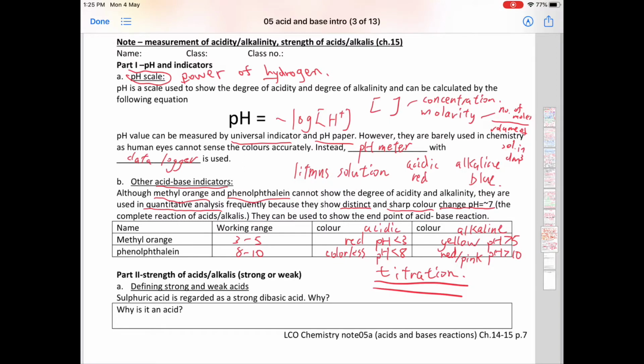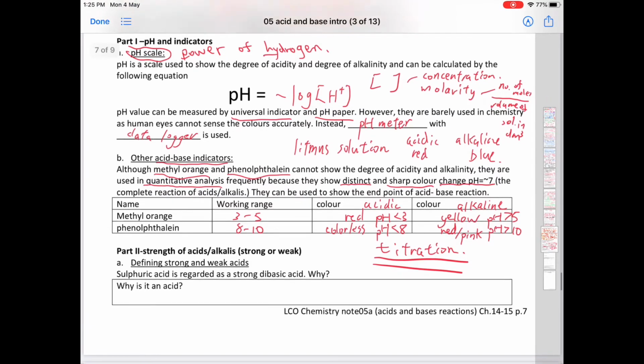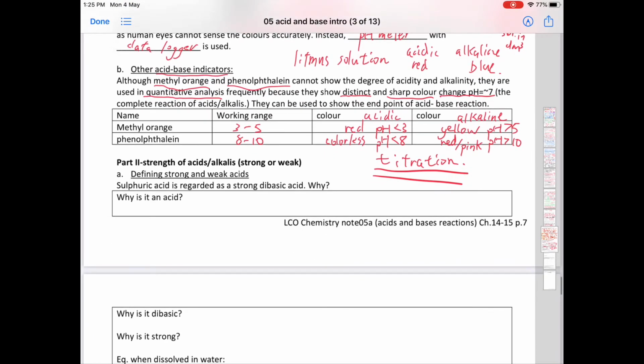And then the second part is how to divide the strength of acids and how to experimentally show people which acid is stronger or weaker. The way we define whether an acid or alkali is strong or weak depends on the extent of ionization. If an acid can completely ionize, then it is a strong acid. If it can only partly ionize, then it will be a weak acid.